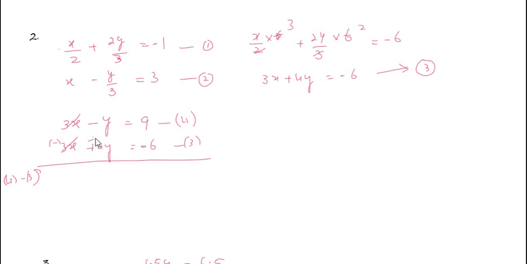So this plus 4y becomes minus, and now we have to add. So it is -5y equal to, so -6 becomes plus 6, plus 9, so it is 15. Therefore y = 15 divided by -5. So the value of y = -3.